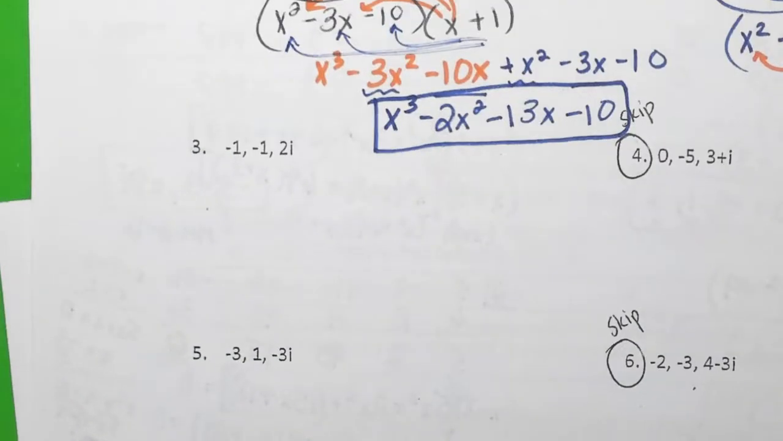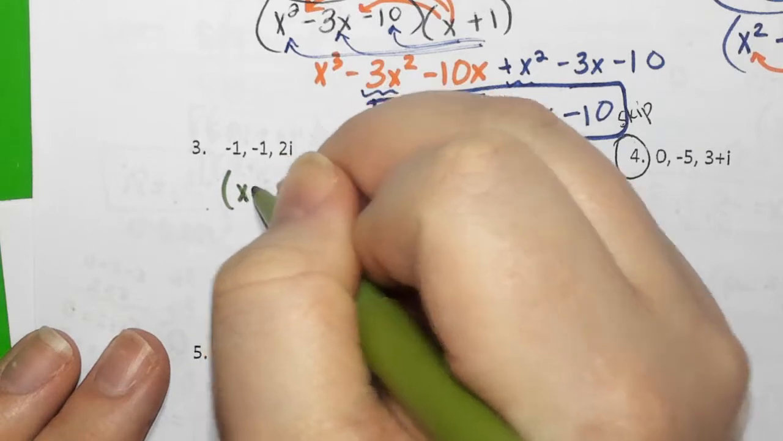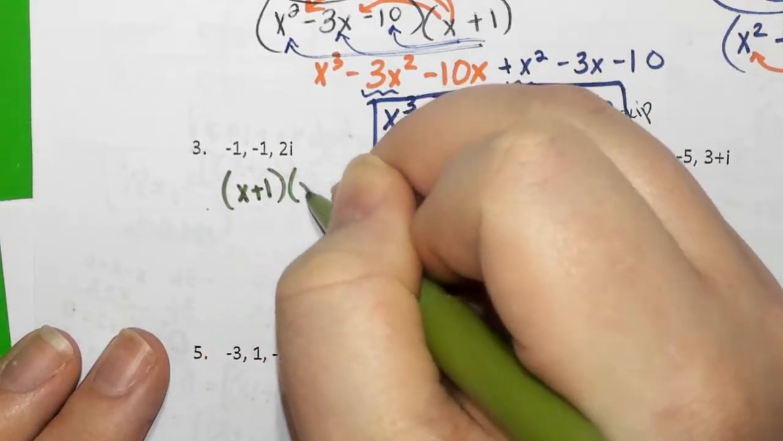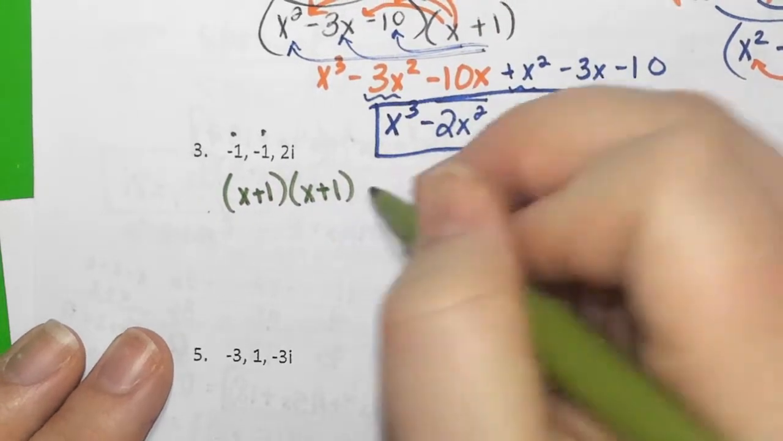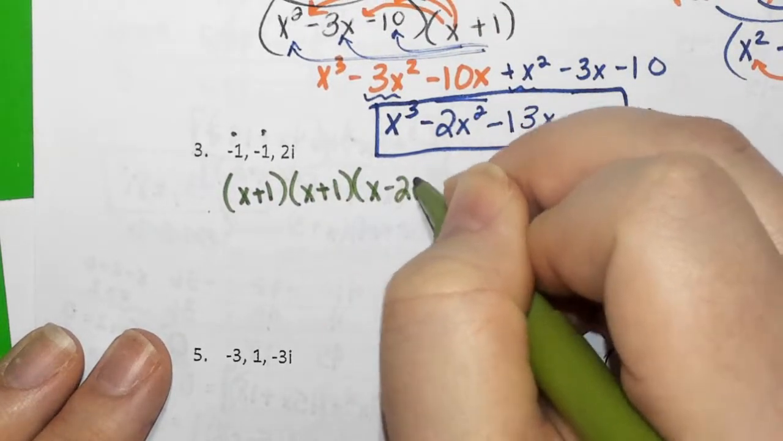So first of all, yes, if I have a minus 1, that means x plus 1 is a factor. So I have x plus 1 for this, another x plus 1 for that, and then I have an x minus 2i for that.